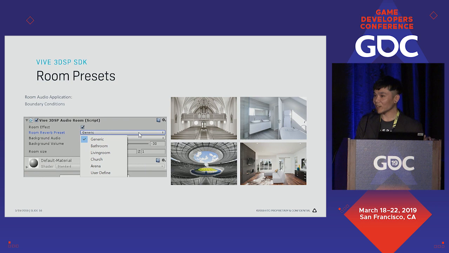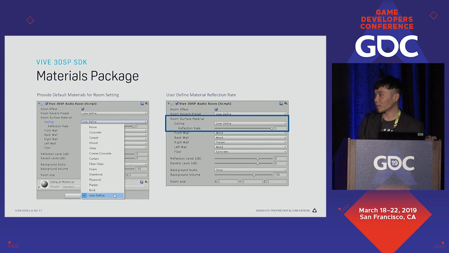We also have a material package. There are 12 kinds of material in this SDK, or maybe you can choose user-defined to design your own material. In the future, we plan to increase the material kinds from 12 to even over 50.